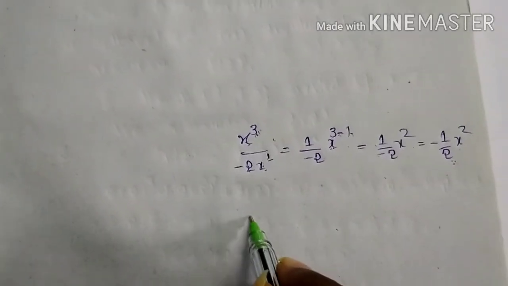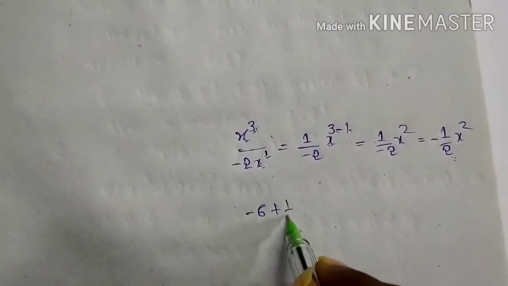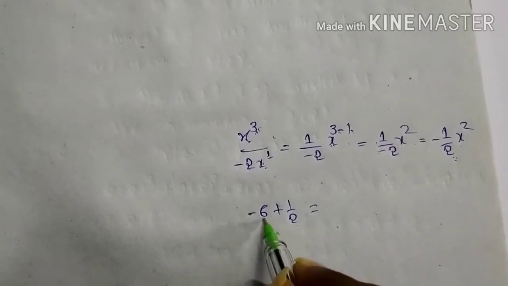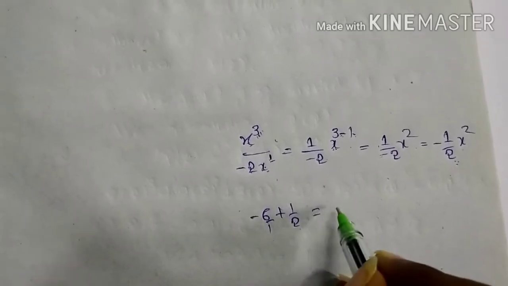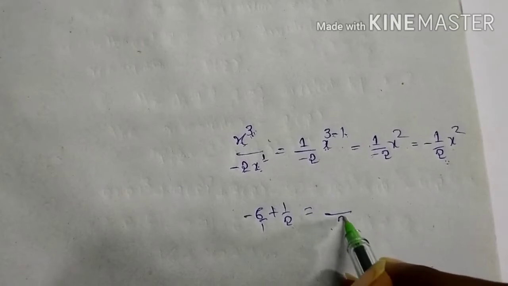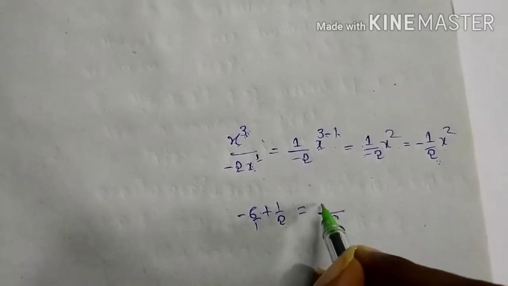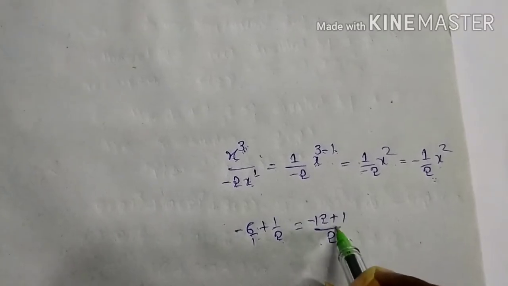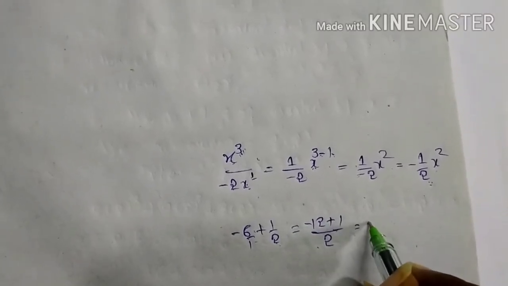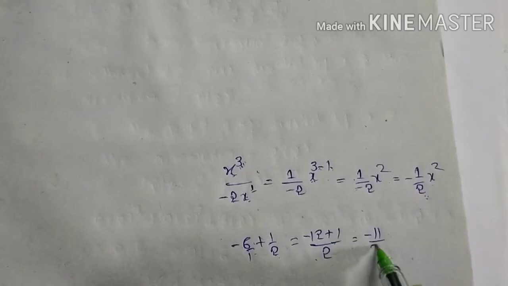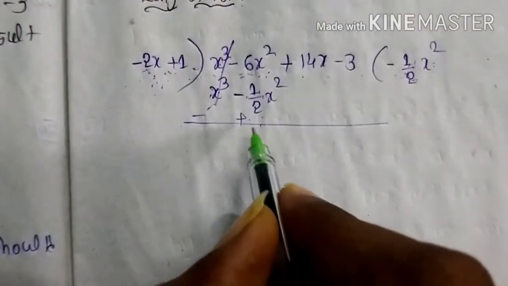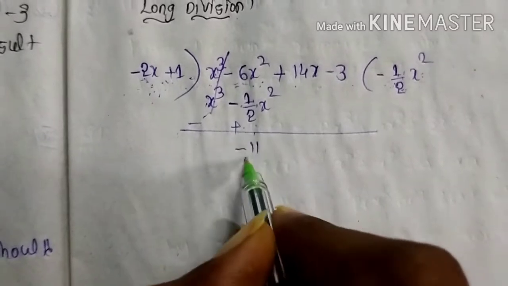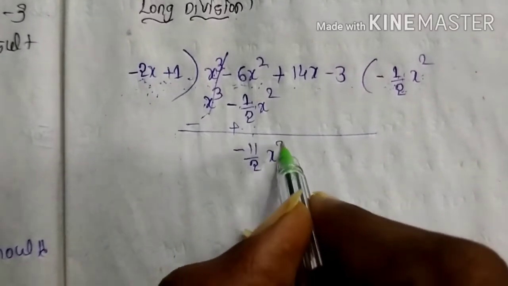Just this is total rough work only. Minus 6 plus 1 by 2 is equal to. See, minus 6 means minus 6 by 1. That means I am writing here LCM is 2 only. 6 2 ja minus 12, plus 1, 1 ja 1 only. That means minus 12 plus 1, how much? Minus 11 by 2. Yes or no? Minus 11 by 2. You can write here this result is minus 11 by 2 x square.